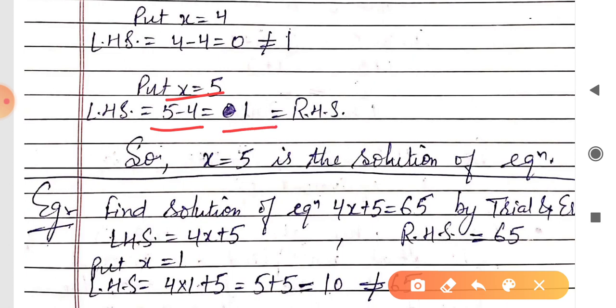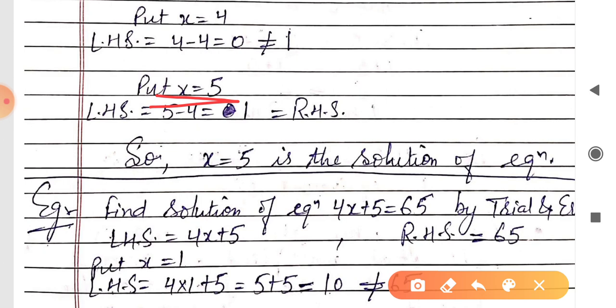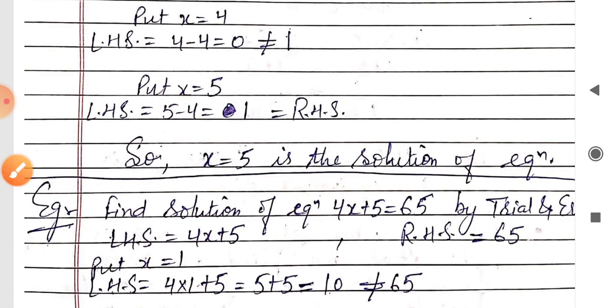And 1 is the right hand side. This is equal to right hand side. So here left hand side and right hand side are equal. So x is equal to 5 is the solution. At x is equal to 5, left hand side is equal to right hand side. So x is equal to 5 is the solution of given equation. In this way, we can find the value of variable by using trial and error method. There is one more example.